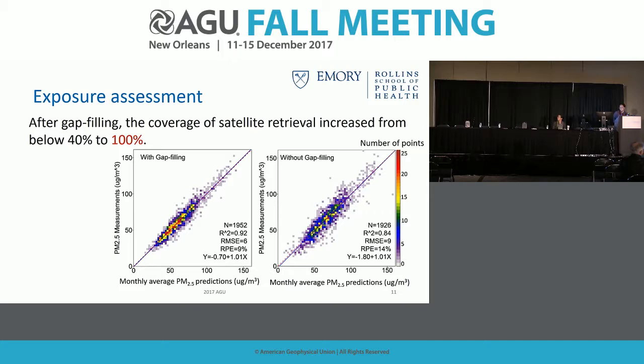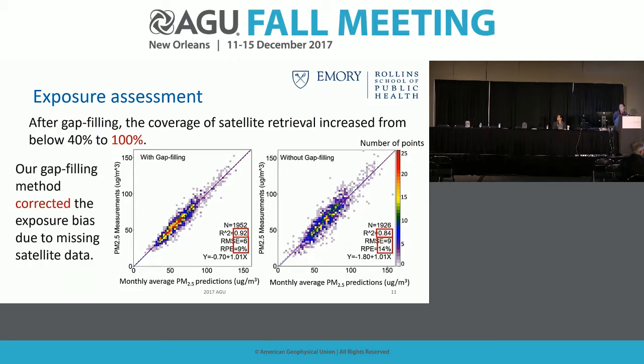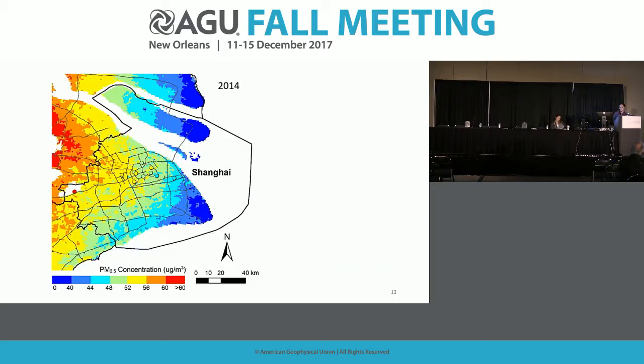And as shown here, we can see that after gap filling, the R-square compared with ground measurement increased from 0.84 to 0.92. And also, we have decreased root mean square error and percentage prediction error. Thus, we conclude that our gap filling method corrected the exposure bias due to missing data in satellite.